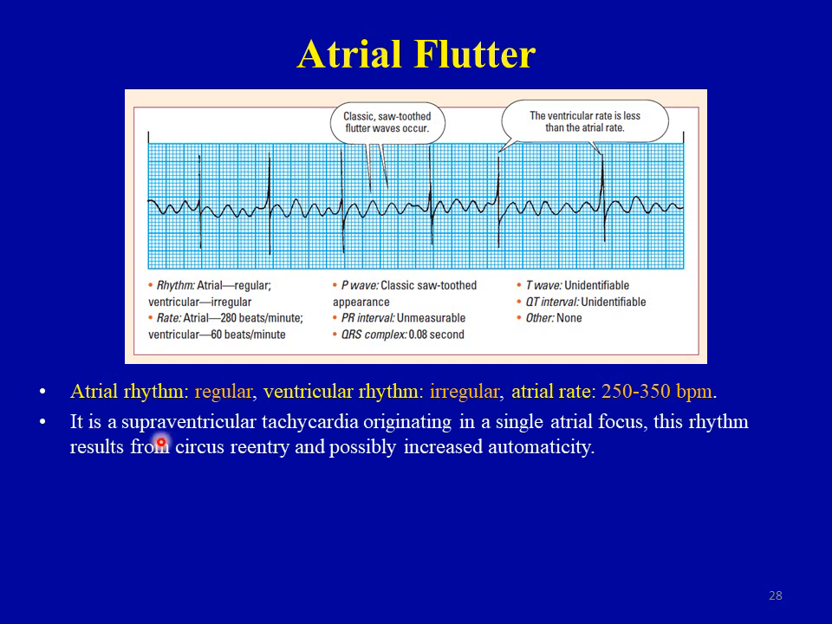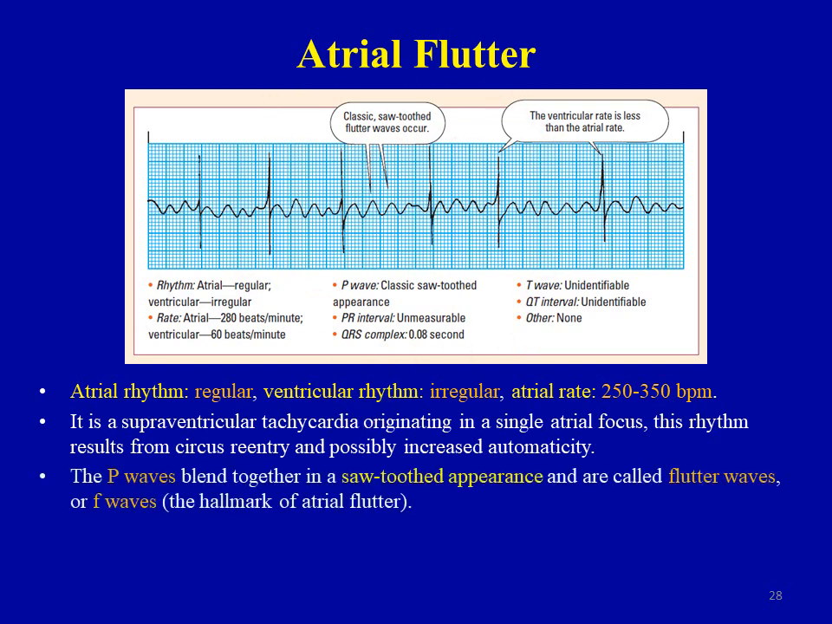It is a supraventricular tachycardia originating in a single atrial focus. This rhythm results from circus reentry and possibly increased automaticity. So the reentry can explain or could be an underlying mechanism for the atrial flutter. The P waves blend together in a saw-toothed appearance, like here, and are called flutter waves or the F waves, and they are a hallmark of atrial flutter. Whenever you see the P waves like this, you can immediately come to the diagnosis of atrial flutter.